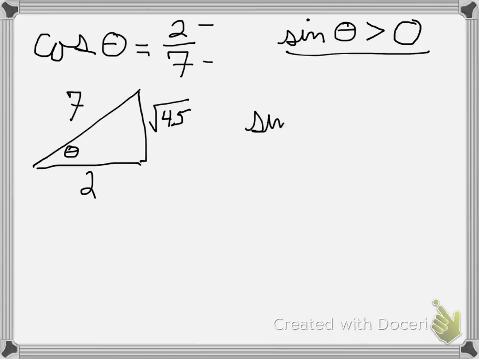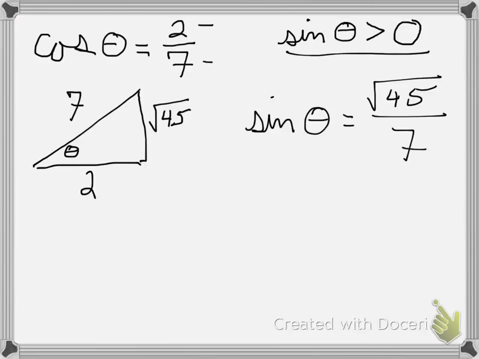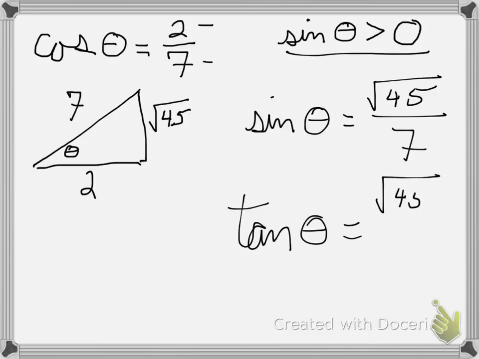So now, the sine of angle theta is the square root of 45 over 7. And the tangent of angle theta is equal to the opposite, which is the square root of 45, over the adjacent, which is 2.